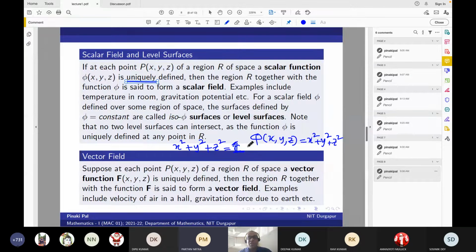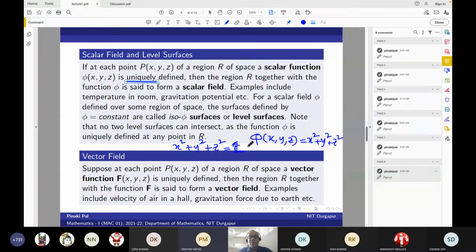Then it is one isosurface. Now if you change the value of the constant, say 2, you will get another isosurface or level surface. If you change it to say 5, you will get another isosurface. Note that no two level surfaces can intersect.